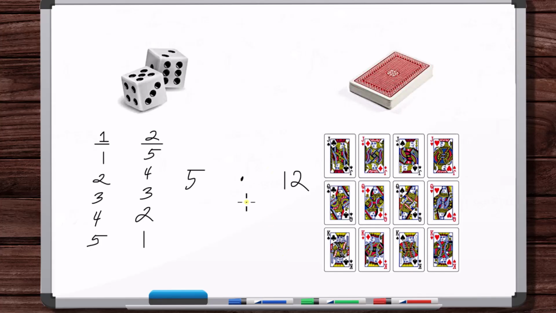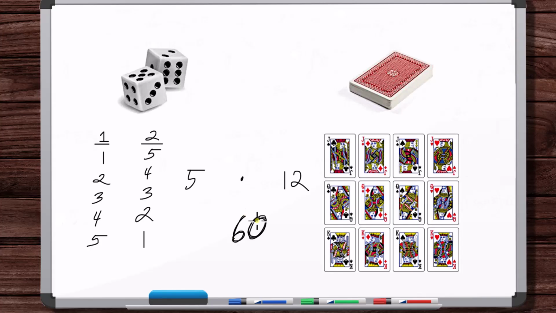That's the product rule. If one event can occur M different ways, there's 5 different ways we can roll a 6, and another event can occur N different ways, there's 12 different ways we can pull a face card, then the total number of ways that both events can occur at the same time is M times N different ways. Okay, 5 times 12 is 60.